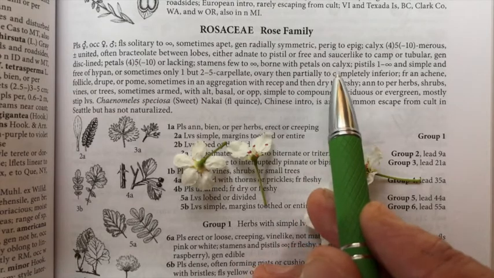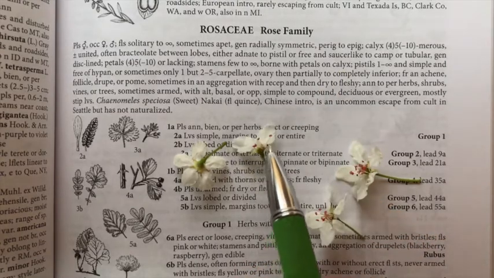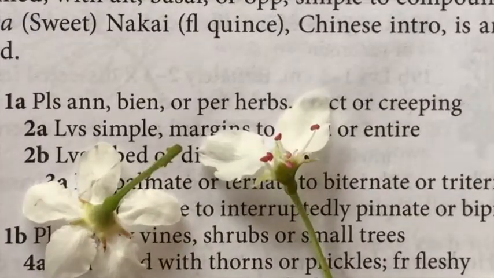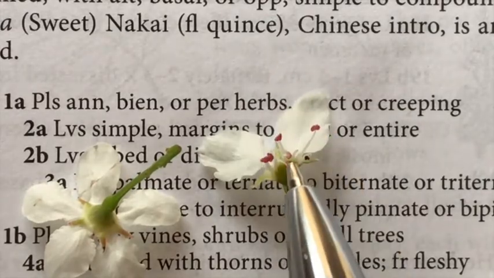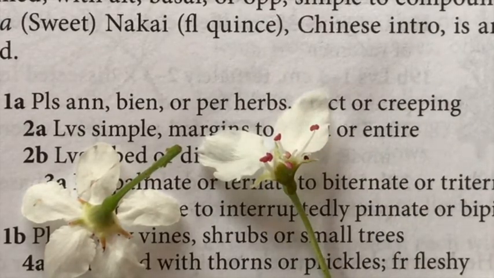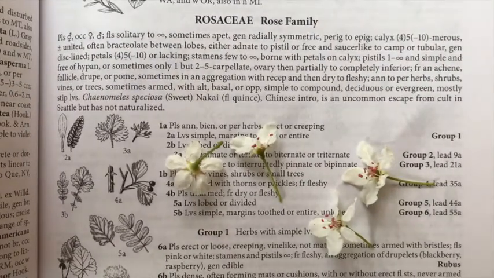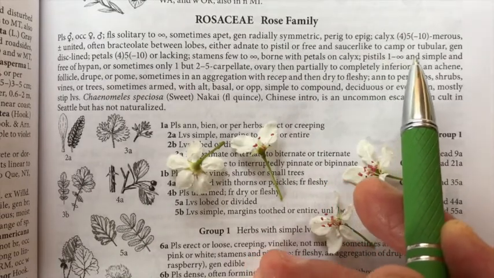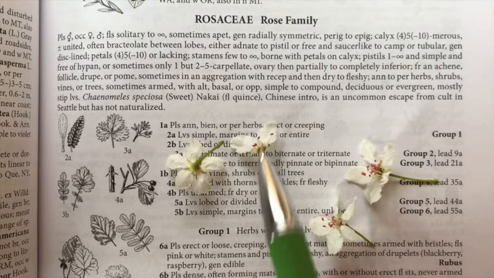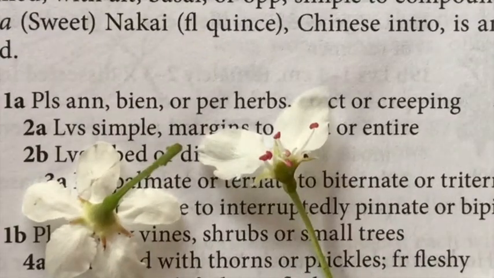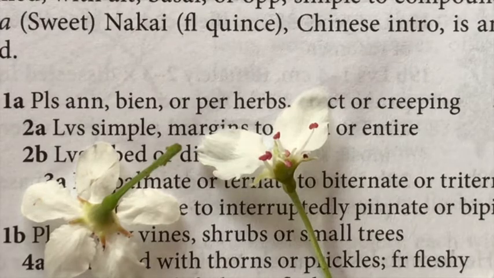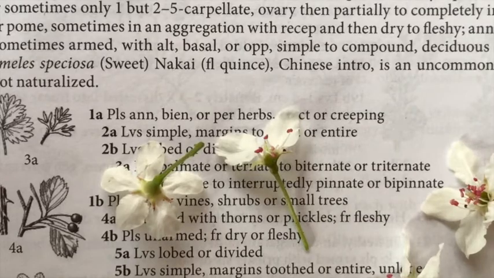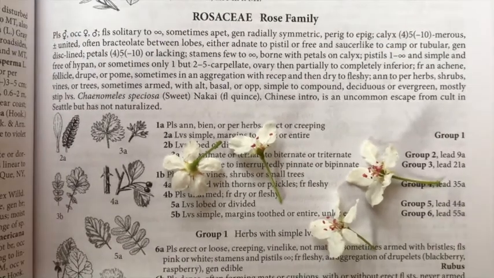Borne with petals on calyx. So on top of the calyx, we have our stamens coming out. And we might be able to see that in this cross section I have here, where you can see the stamens originating from the top of the calyx. Pistils 1 to numerous and simple, meaning there's a single ovary per pistil or something like that. We're not looking at our pistils too closely here, but we did see earlier that we're looking at two pistils here, so we fit within that description.